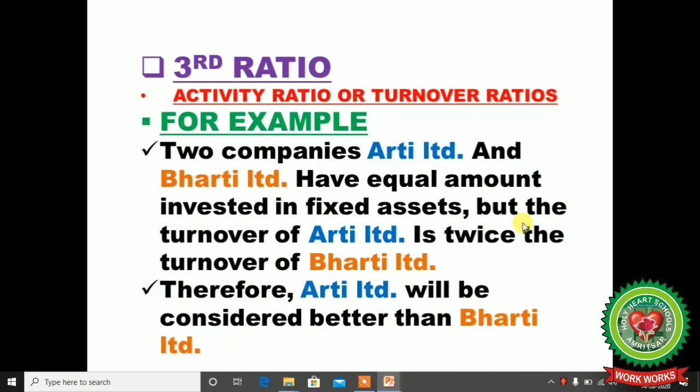So activity ratio or turnover ratio, for example: two companies, Aarti Limited and Bharti Limited, have an equal amount invested in fixed assets. So both companies invested equally in the fixed assets, but the turnover of Aarti Limited is twice the turnover of Bharti. The difference here is just that Aarti put more effort into the business. They are using the same resources. Therefore, Aarti Limited will be considered better than Bharti, just because of the activities, just because of the performance.